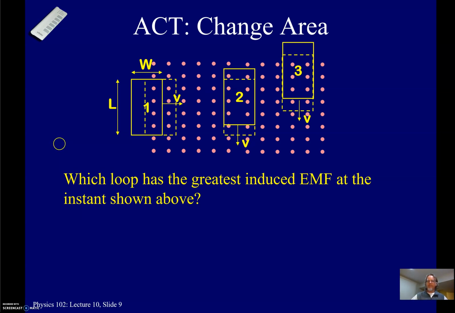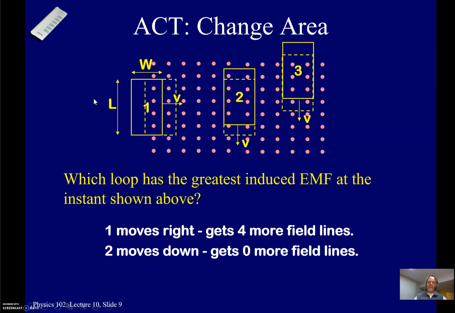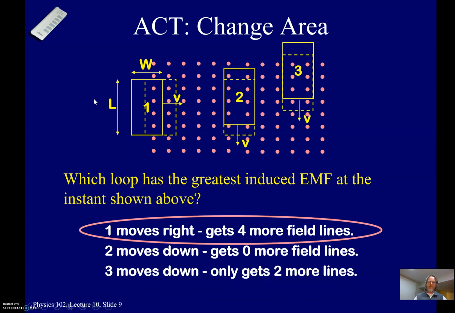And then pause. And so, the one that moves to the right, you've doubled the amount of flux. You've added 4 lines of flux. The one that moves downward loses 2 but gains 2. There's no change in flux. Number 3 over here gains 2 in flux. Well, this one, number 1, has 4 more field lines. 2 has no field lines, and that one has 2 field lines.